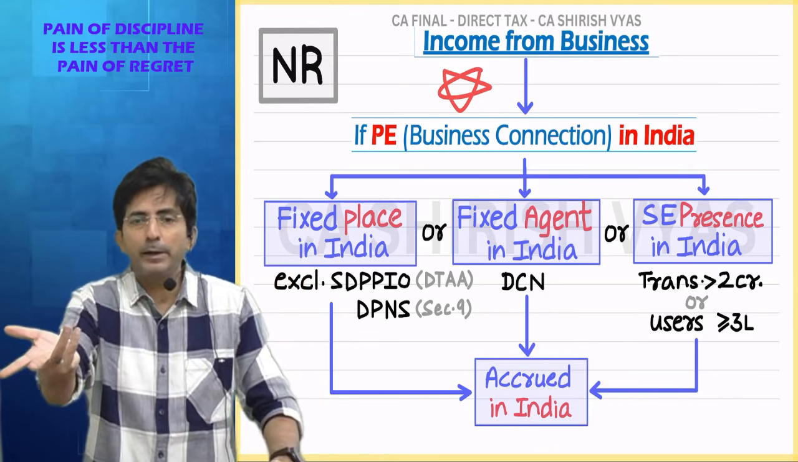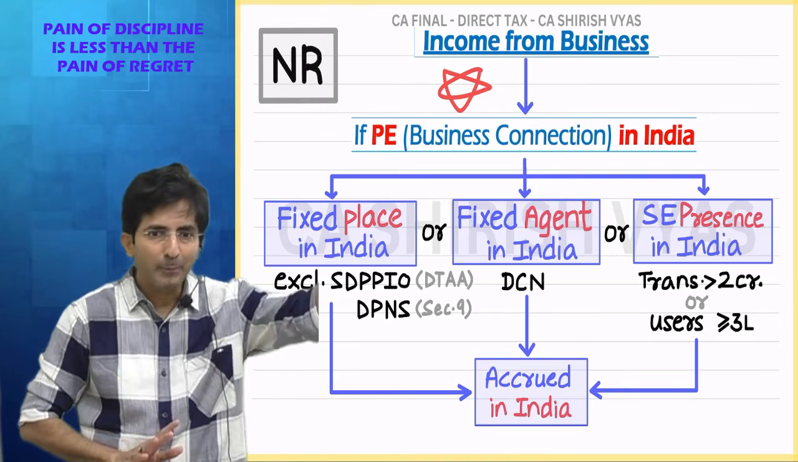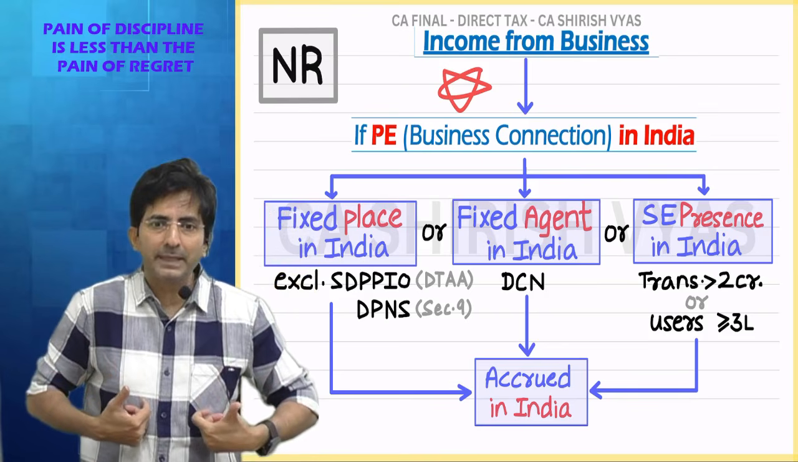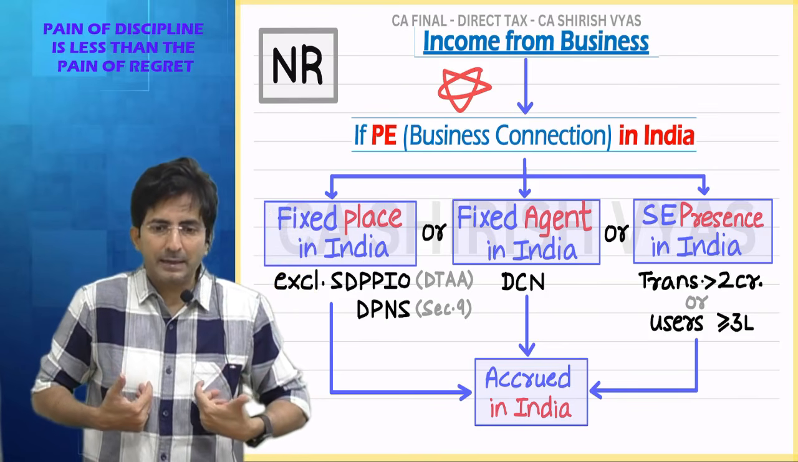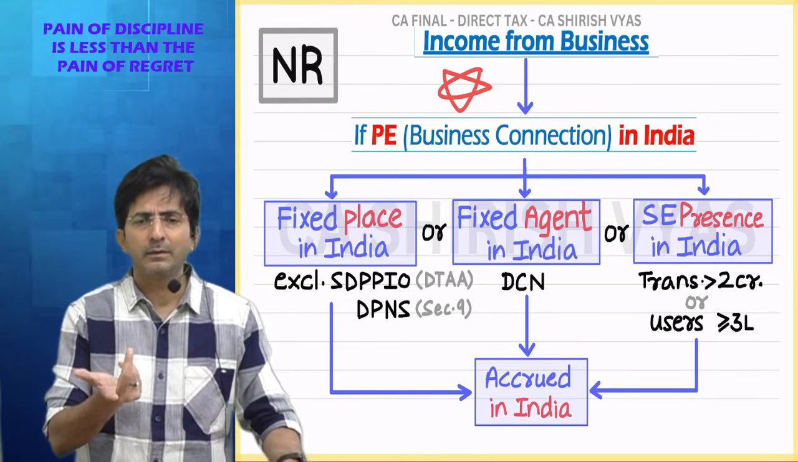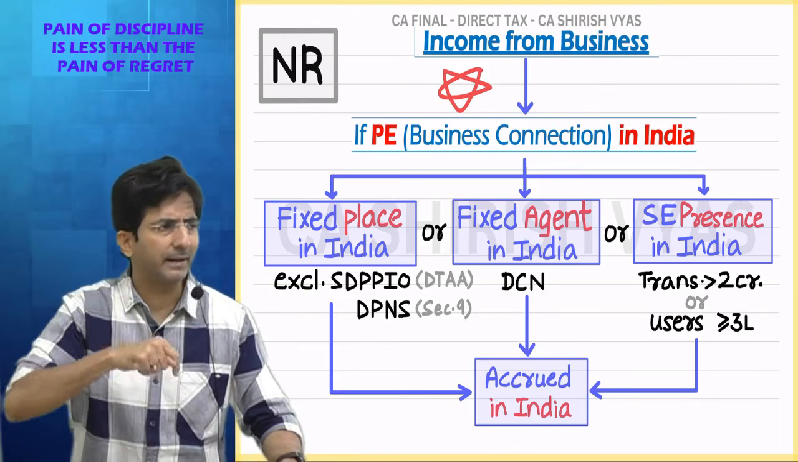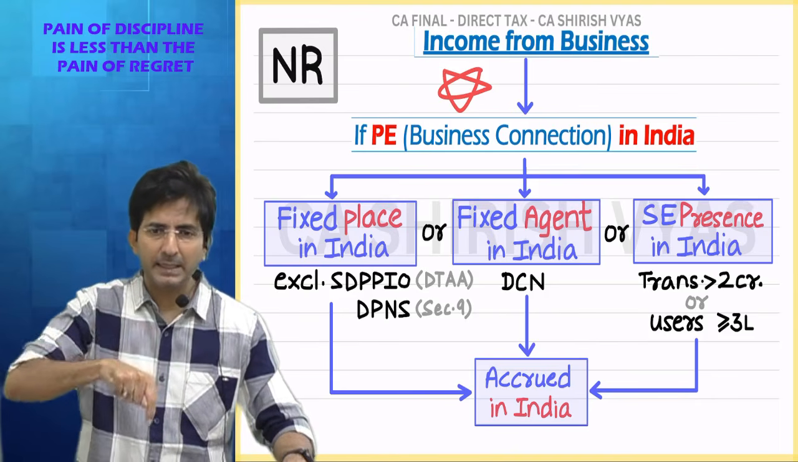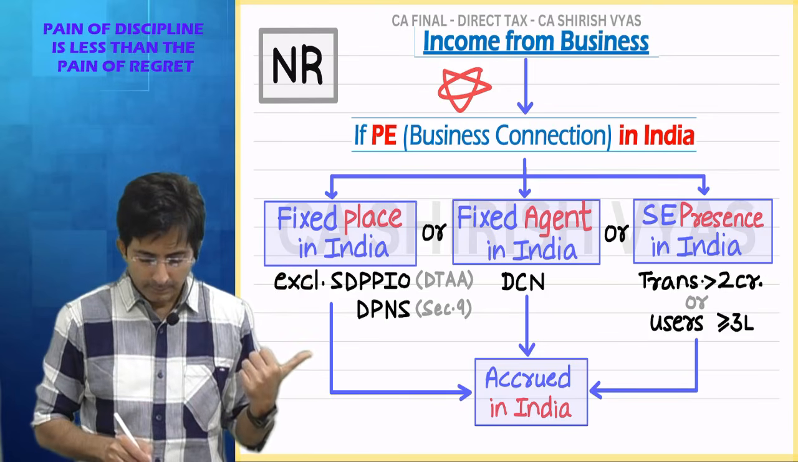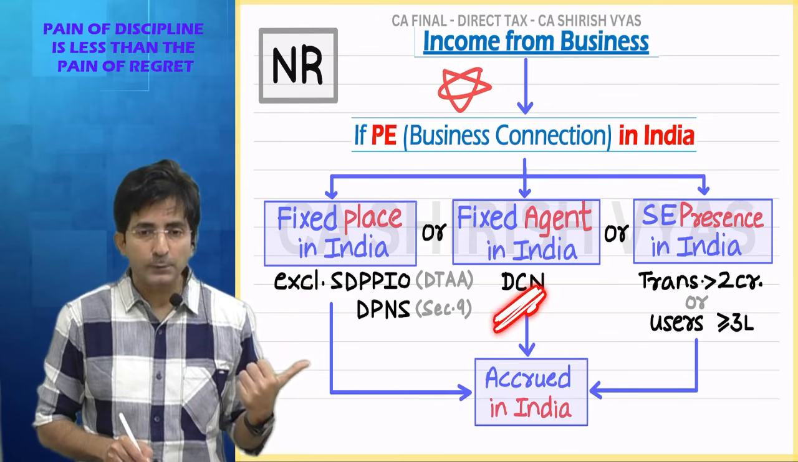See, then the government of India can say, you Singaporean company, you have made Shirish Vyas your full-time agent. So he is like a PE in India. So what happens now? He will be taxed in India for having an agent in India who is dedicated for such company. Then C stands for look.